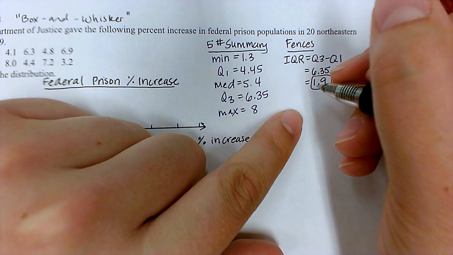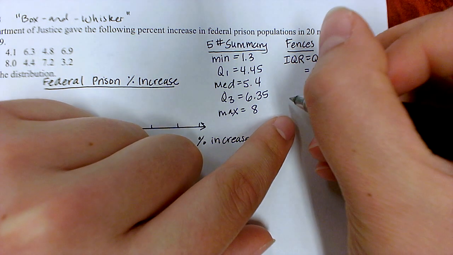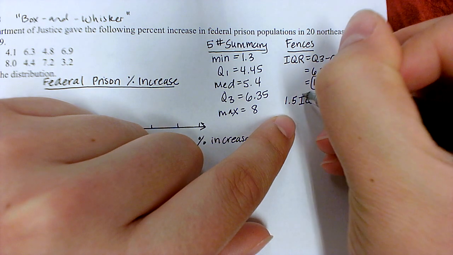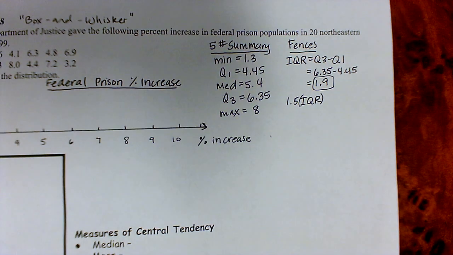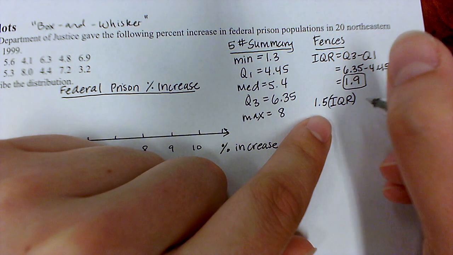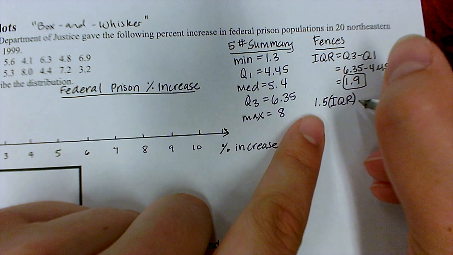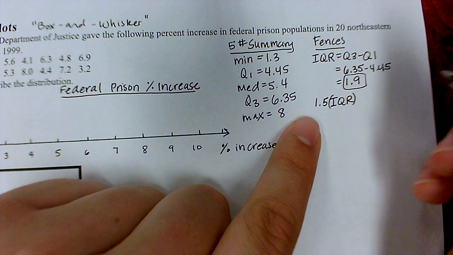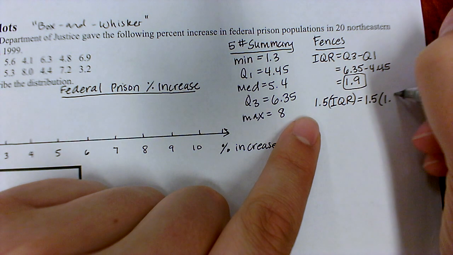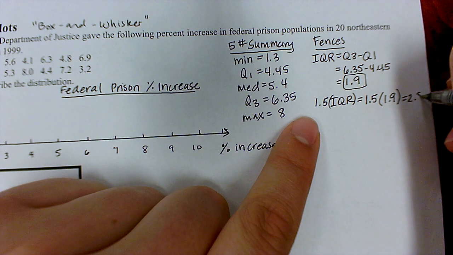Okay? So let's go ahead and figure out what our boundaries are. If I have 1.5 times the IQR, so this is a multiplying thing that we're doing here, this is going to be how far away something can be, up to 1.5 times away from the middle 50% before it's considered an outlier. So in order to find this number, I'm just going to do 1.5 times 1.9, and when I compute that, I should get 2.85.